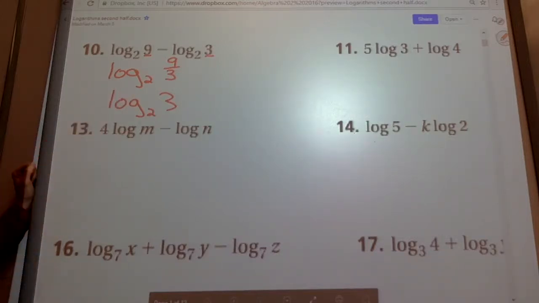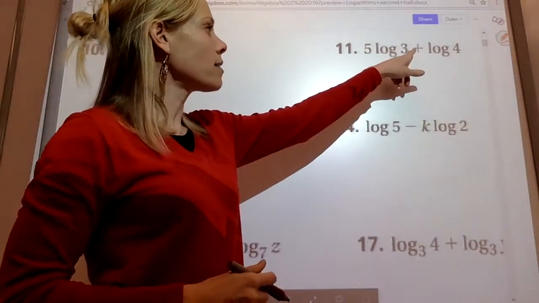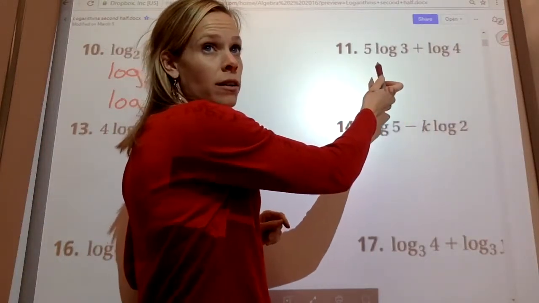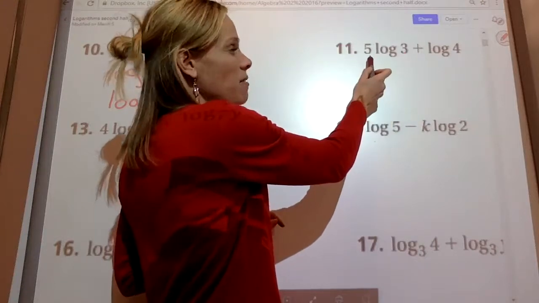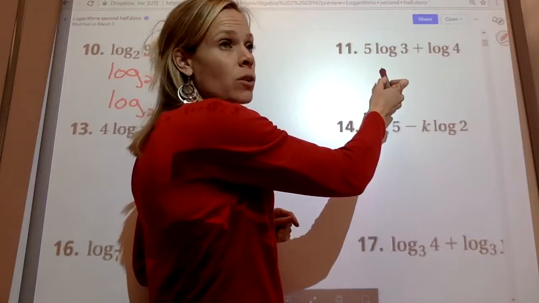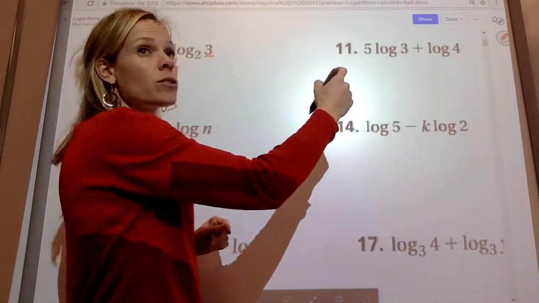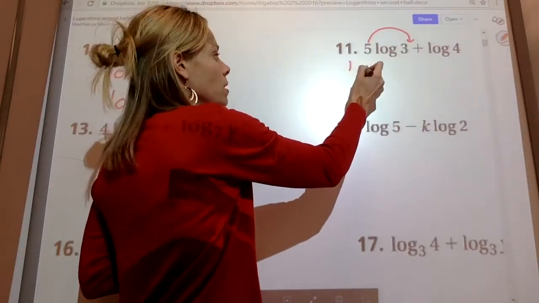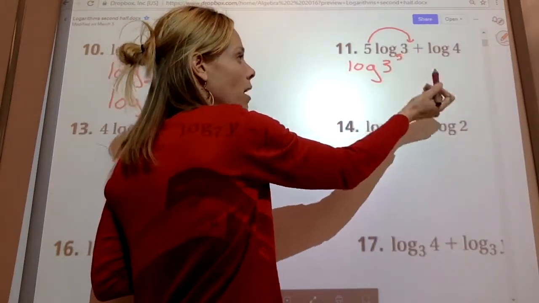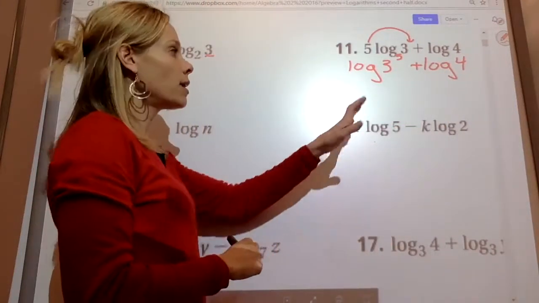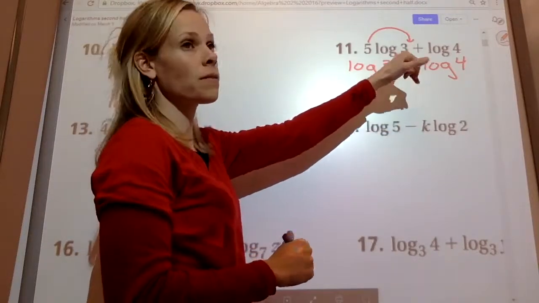If I look at the next one, I should notice that I'm adding logs, but before I can add the logs together, I can't have any numbers in front of the log. So this one's okay, but see how I have a 5 in front of that log? I can't have that. I have to move it first. If I have a number in front of a log, I can use that power property and move it back as a power. So it becomes log 3 to the 5th power plus log 4. And then I can start simplifying. What is 3 to the 5th power?